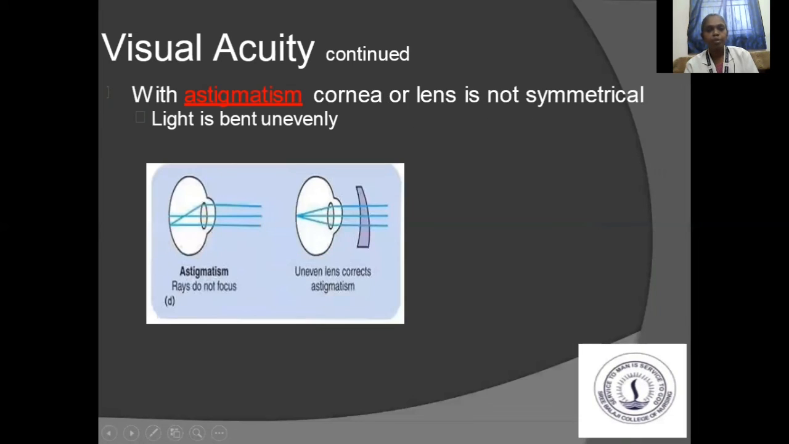The third important issue is astigmatism. Here the cornea or lens is not symmetrical, so light is bent unevenly. So an uneven bend will be there, and uneven lens correction is very important in case of astigmatism. Here the light is going unequally, so to avoid this we have to use an uneven lens correction. When we do this procedure, we will have a normal vision. This way we can treat the patient who has a refractive error.